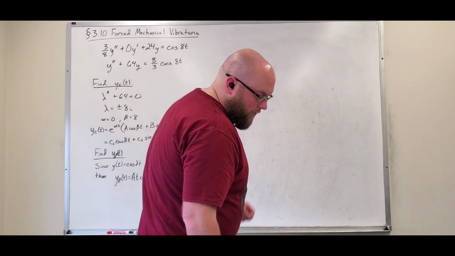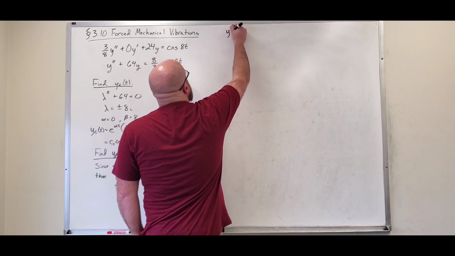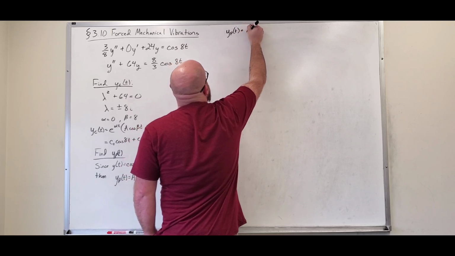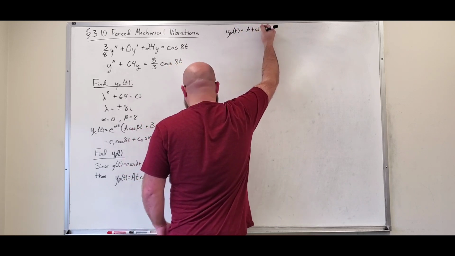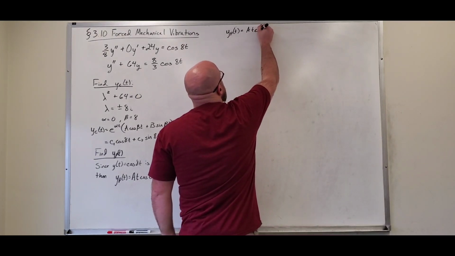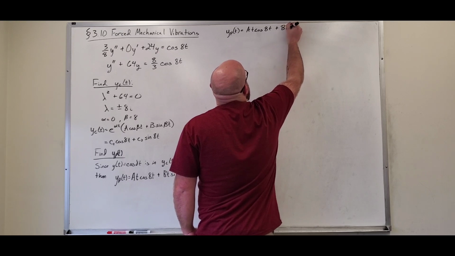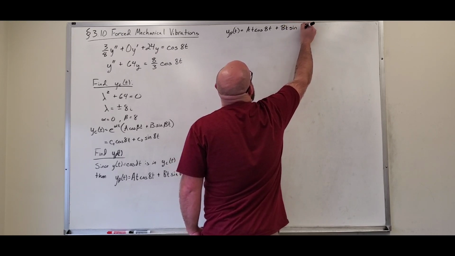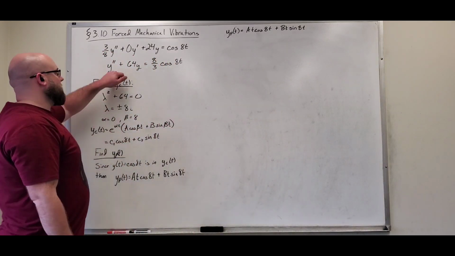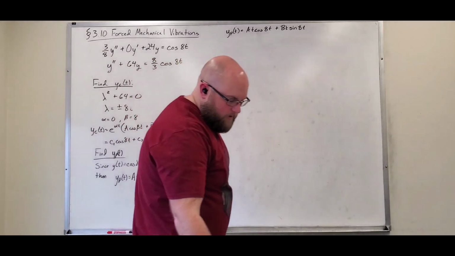All right, so when we solve, we need y sub p of t is equal to at cosine of 8t plus bt sine of 8t. I don't need the first derivative, but I need the second, so I need to go ahead and find the second for that one.